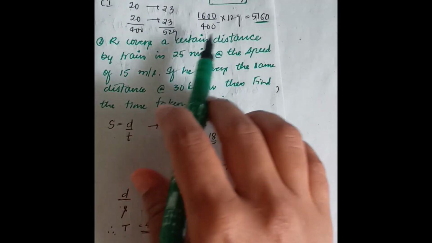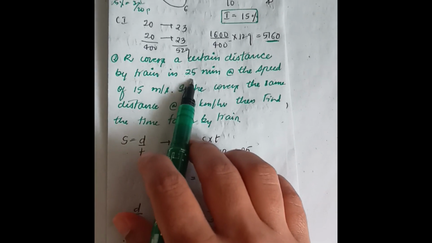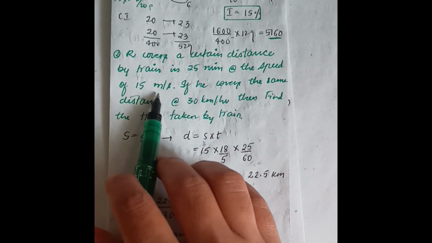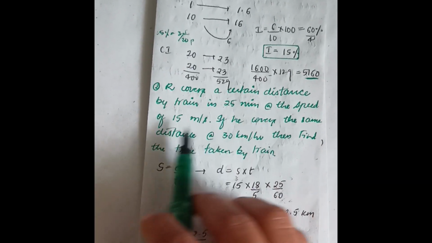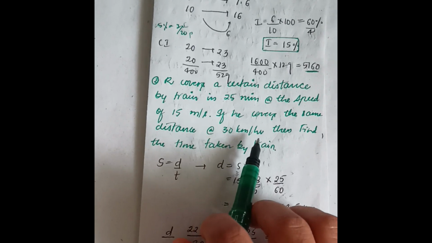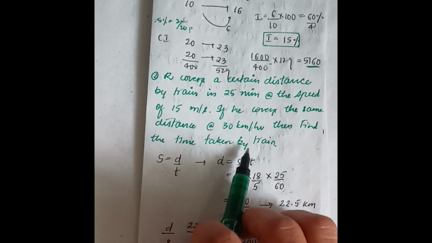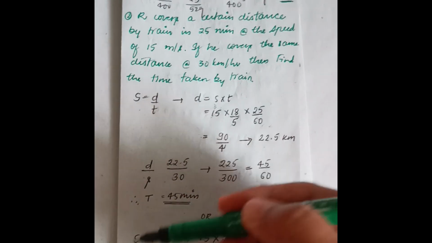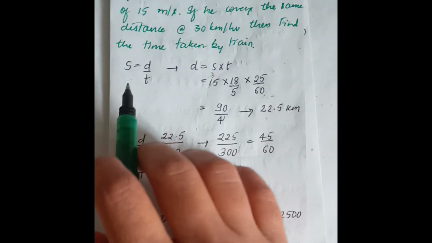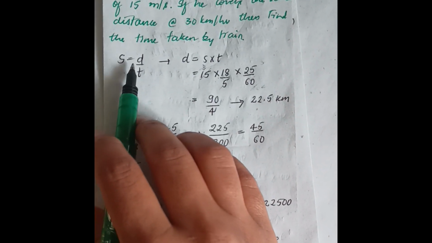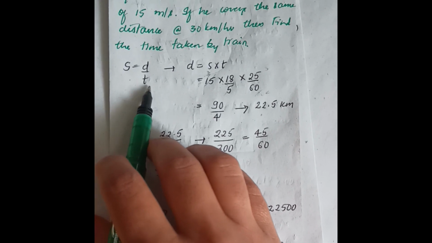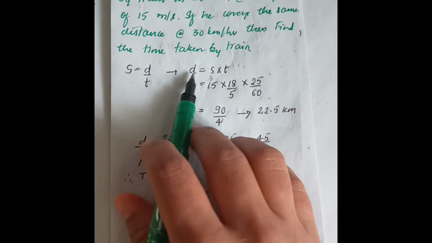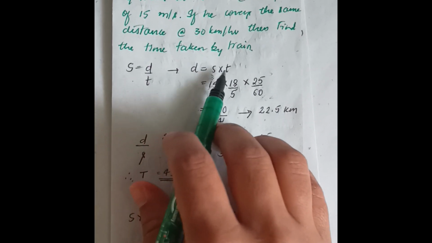R covers a certain distance by train in 25 minutes at the speed of 15 meter per second. If he covers the same distance at 30 km per hour, then find the time taken by train. Here I have solved in two ways. So let's see the first way. We know that speed will be equal to distance divided by time taken, and here we have to calculate the distance. So I have written distance is equal to speed into time.